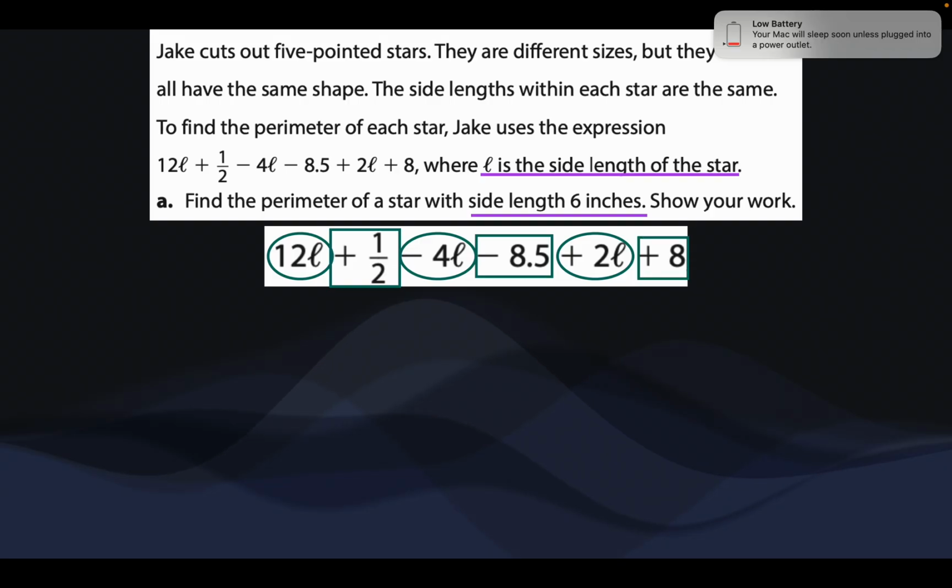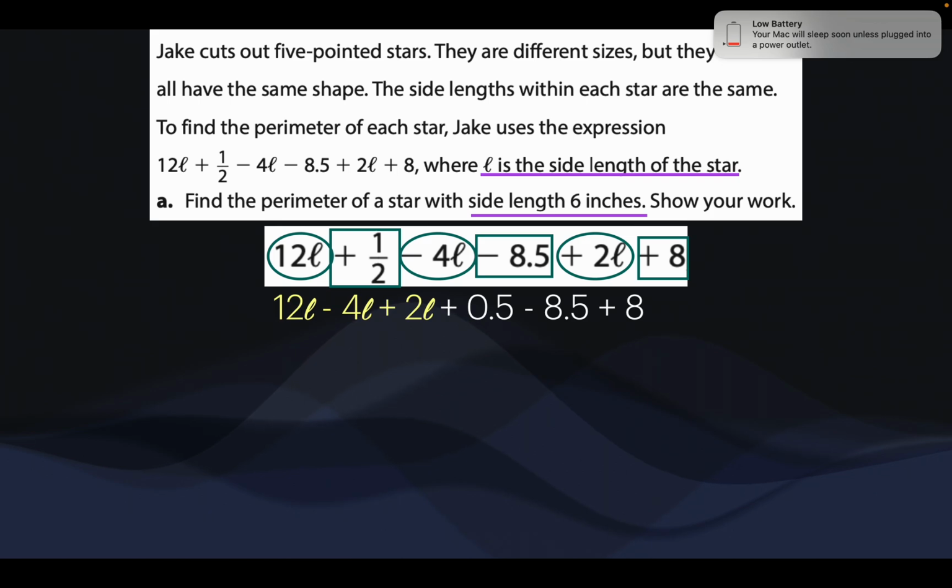Next line down, you're going to rewrite it with all of your squares and circles with each other. So we have 12L minus 4L plus 2L plus 0.5 minus 8.5 plus 8. You work 2 terms at a time. So 12L minus 4L is 8L. So you write 8L and then you bring everything else down. Now we do 8L plus 2L, which is 10L. You write 10L and bring everything else down.